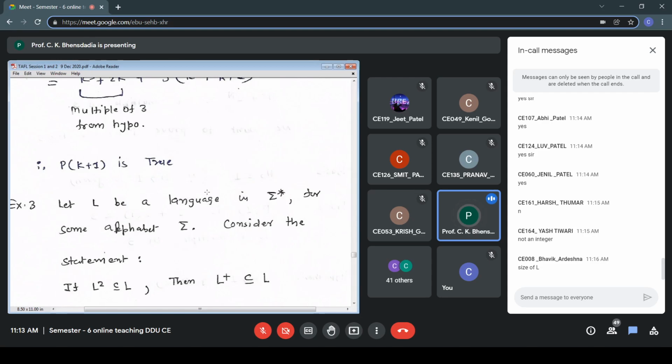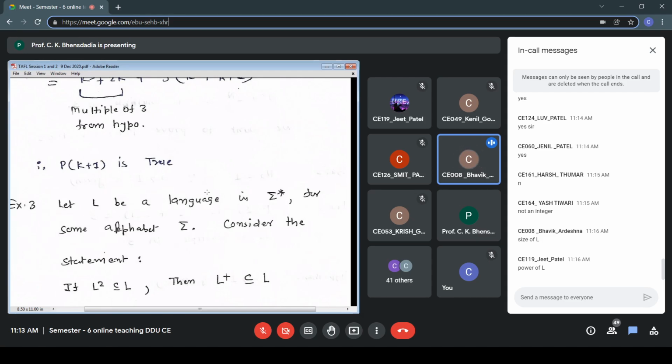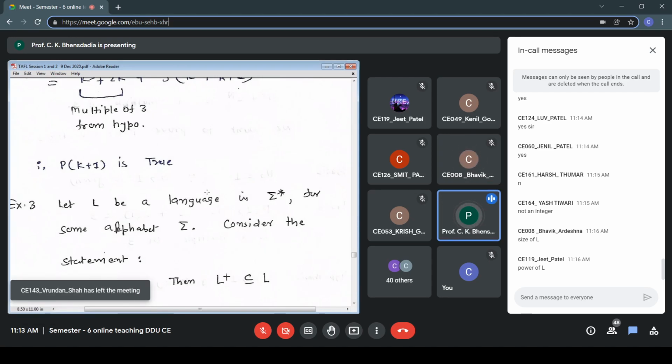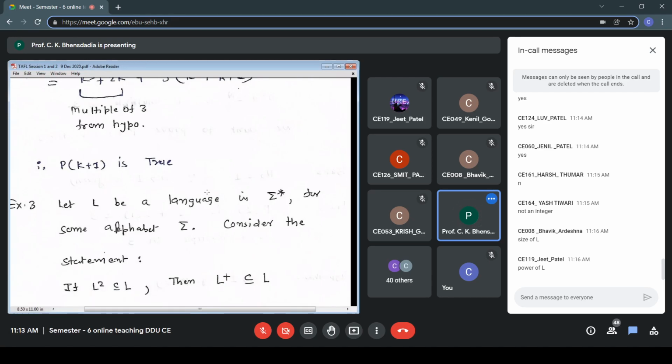Bhavik Ardeshna is saying size of L. Can you further elaborate, Bhavik? Can you unmute and answer, Bhavik? Like we assume the length of L, your language, which is in sigma star for all alphabets, like an assumption only. Okay, fine, Bhavik. Jit, can you explain your answer? Jit? Can you unmute and explain your answer?